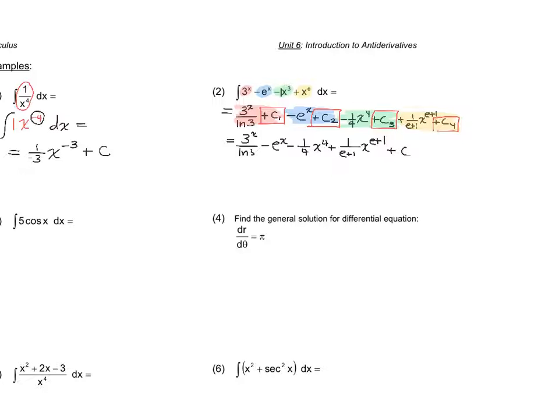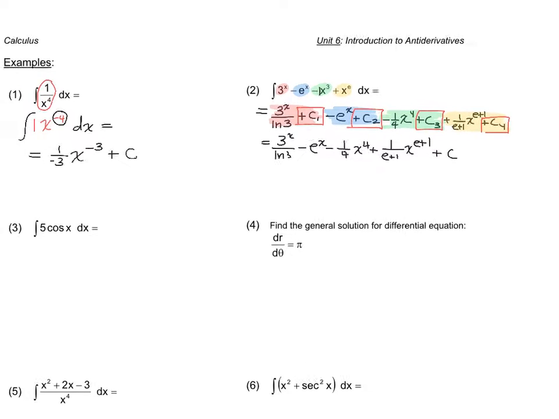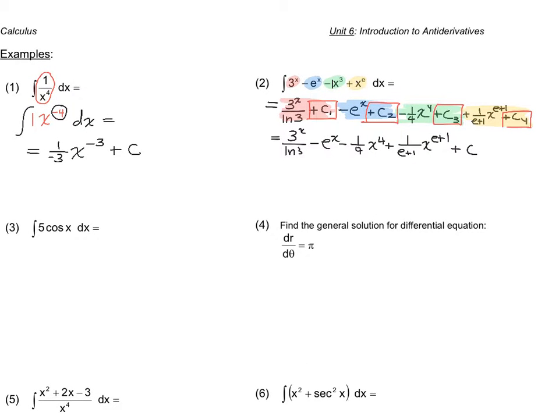Number 3, 5 times the cosine of x. This one we talked about yesterday as being associated, or this type of problem, having a constant multiple that can be factored out. And we spent a lot of time learning about derivative rules in the first semester, and there was a reason for that. Because if you have a good understanding of derivatives, then antiderivatives become a whole lot easier to handle.